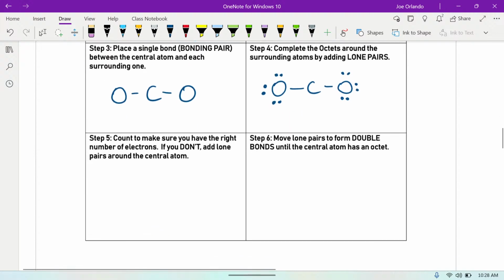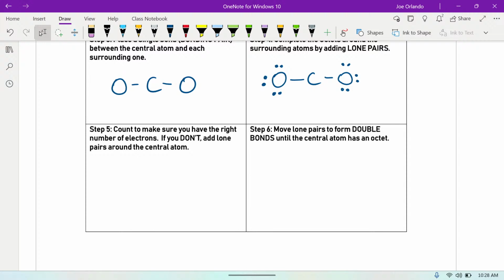So now, what you want to do is count to make sure you have the right number of electrons. All right? We're going to take the drawing we have in the middle and just count the electrons. And remember, what number are we trying to get? 16. Now, if we need more, Kate, you just told me, where would they go? They'd go on carbon. But if you don't need more, then we can't put more, right? So let's count. How many electrons do we have?